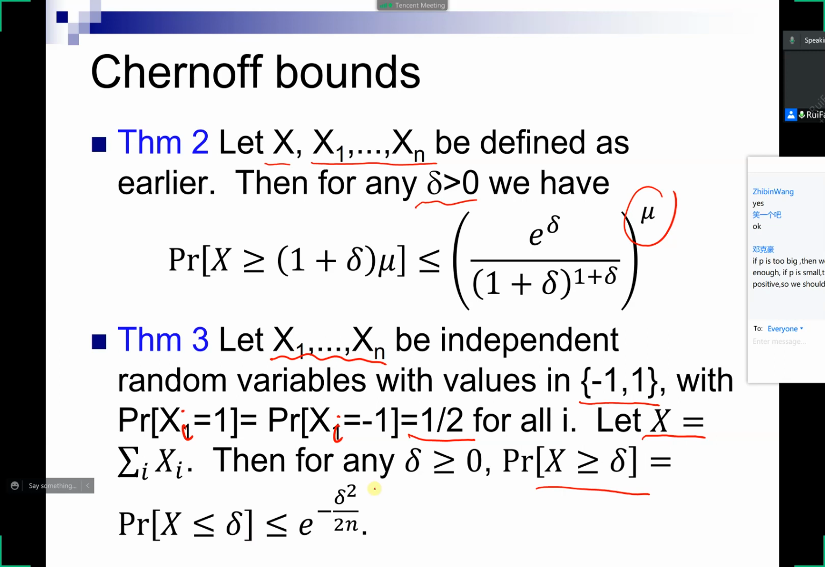This is also equal to the probability that x is less than negative delta. I'm sorry, I have lots of typos in here. It's the same because it's 1 and -1 with the same probability. And this is going to be at most e to the negative delta squared over 2n. You can see that as you make n large, you have an exponentially decreasing probability of this happening. As you make delta large, you also have an exponentially decreasing probability that you are different from 0 by more than delta.